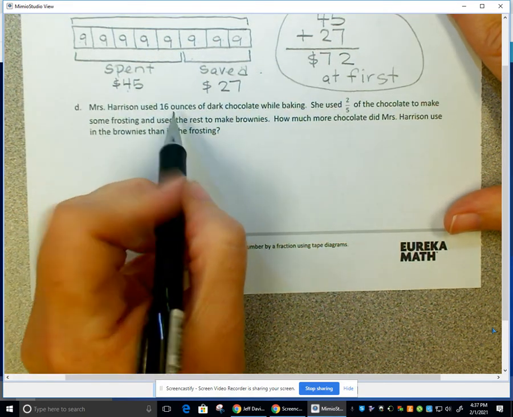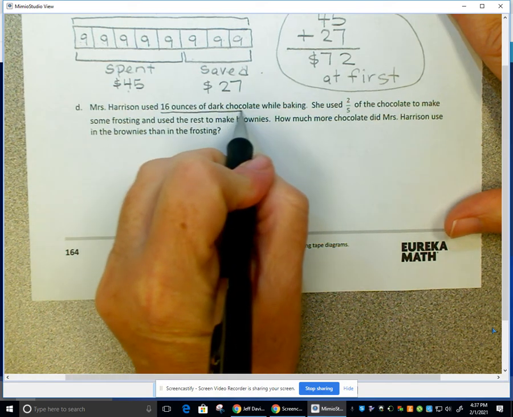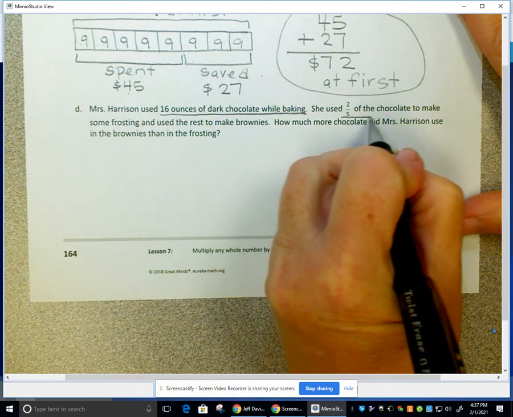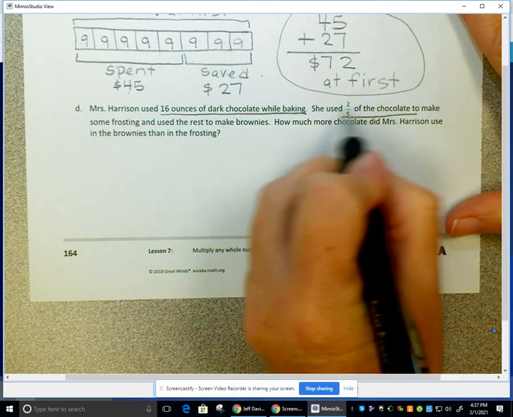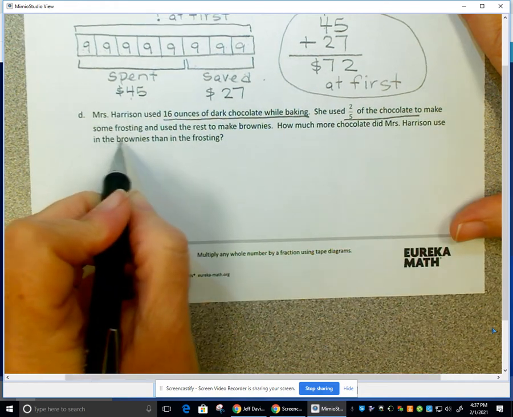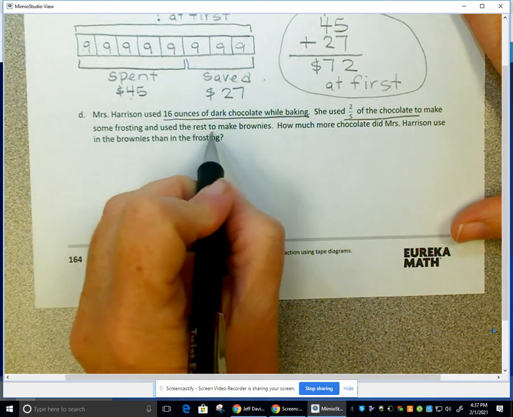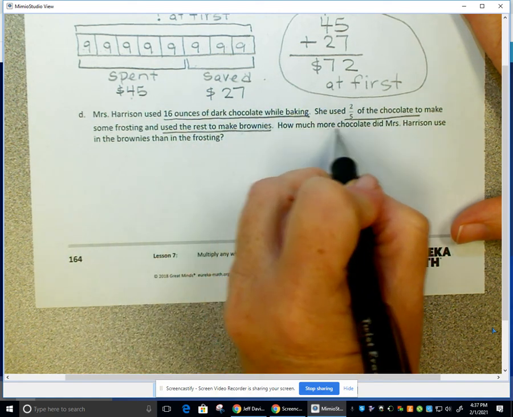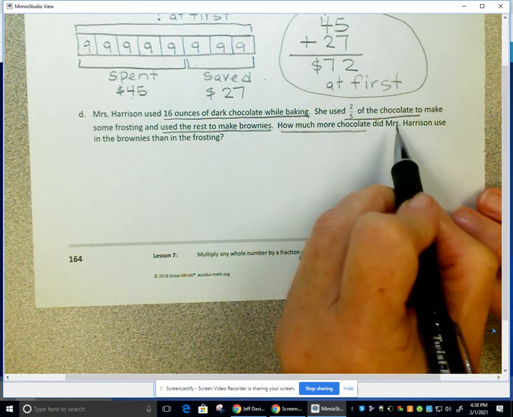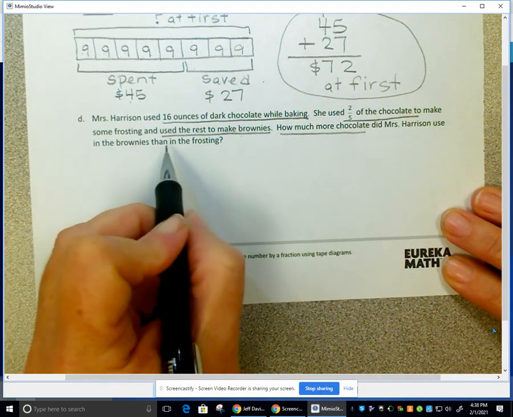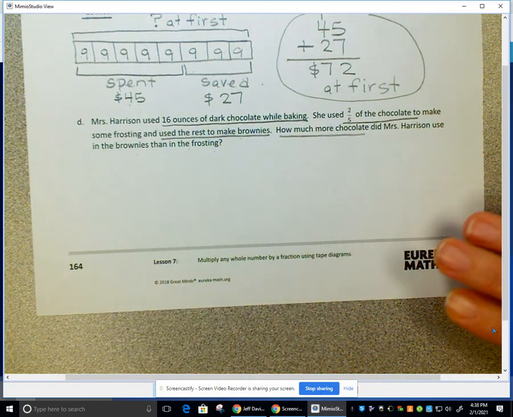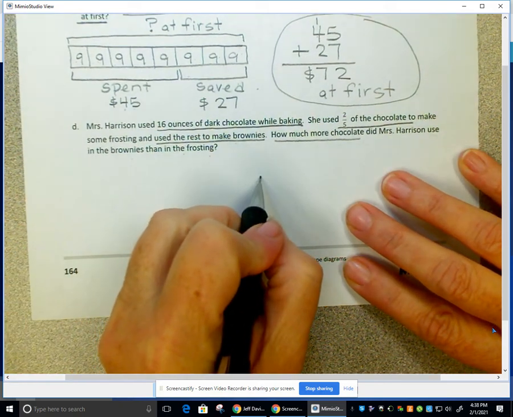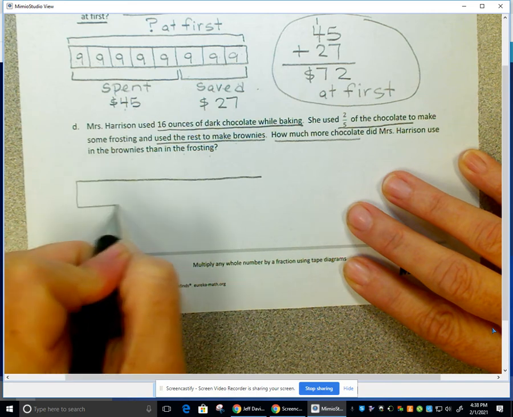Mrs. Harrison used 16 ounces of dark chocolate while baking. She used 2/5 of the chocolate to make some frosting and used the rest to make brownies. How much more chocolate did Mrs. Harrison use in the brownies than in the frosting? Okay, here's another one. Let's just go right on into it and draw our tape diagram.